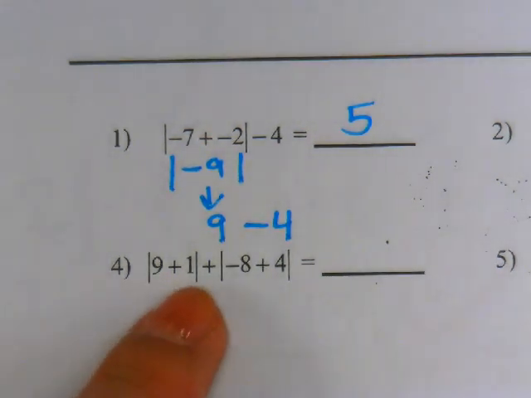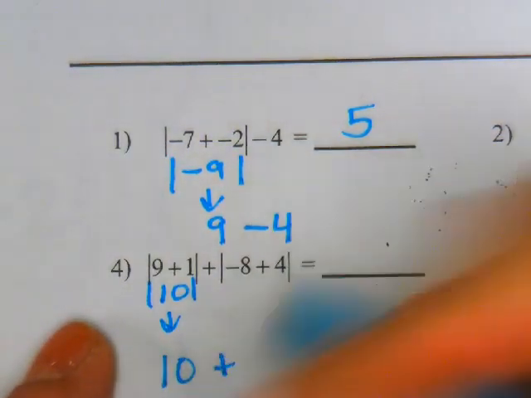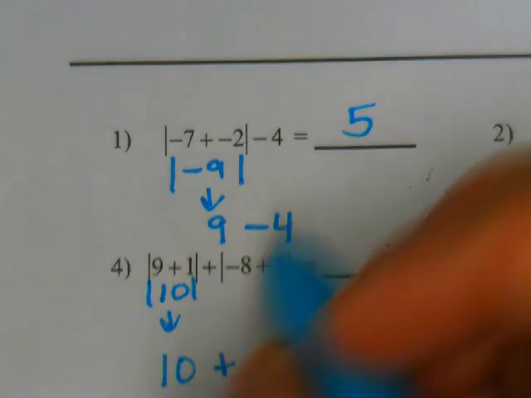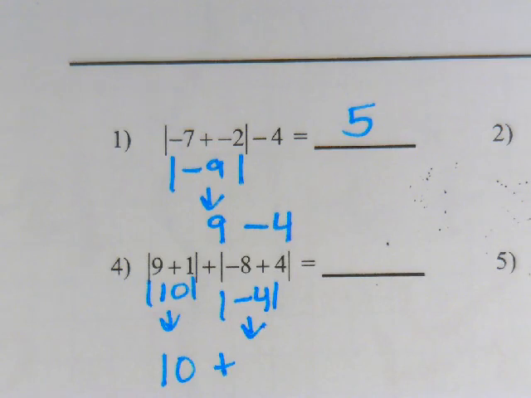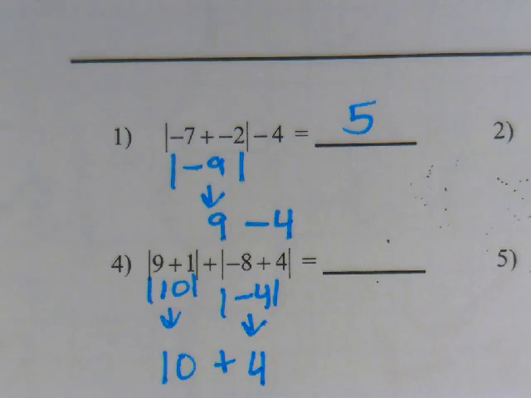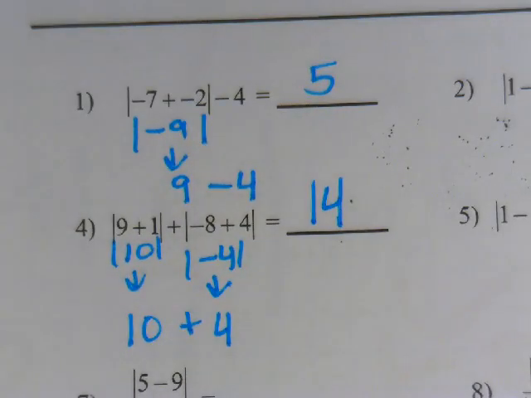What's 9 plus 1? 10 in the bars, so we get 10. Plus, okay, what's -8 plus 4? -4 in the bars. Now take it out. What do you get? 4. Okay. The bars are problems. If you see absolute value bars, that's an actual problem. What's 10 plus 4? 14. Okay, do number 7.